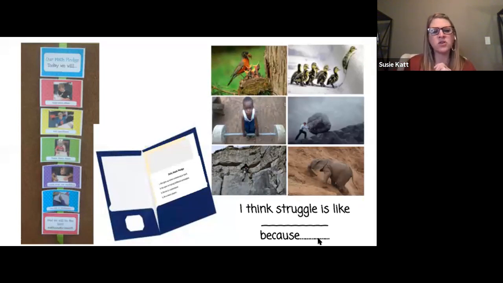I think struggle is like climbing this rock. I know it's hard to see here, but because we use tools to help us when we get stuck. I think struggle is like the ducks because it's hard when I'm struggling and others are watching. I think struggle is like the mama bird because my teacher sometimes comes and helps me and gives me hints.